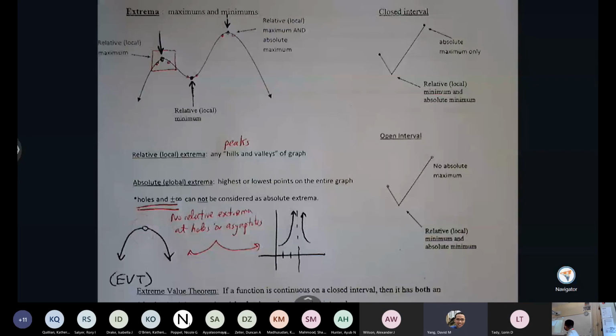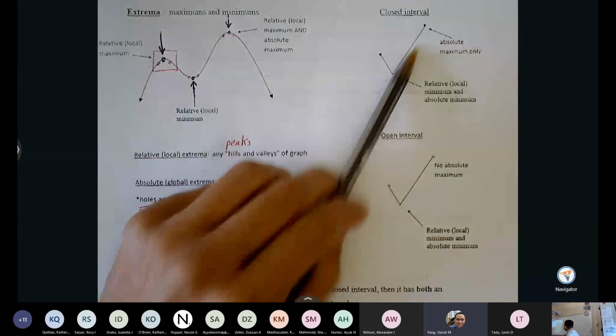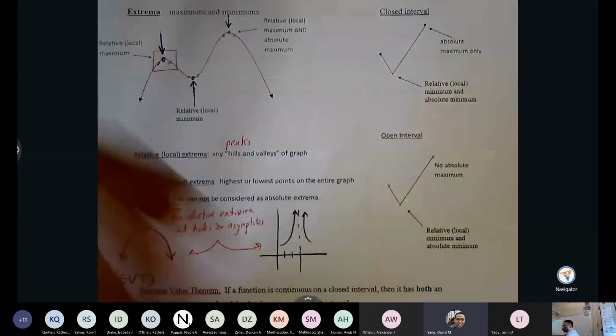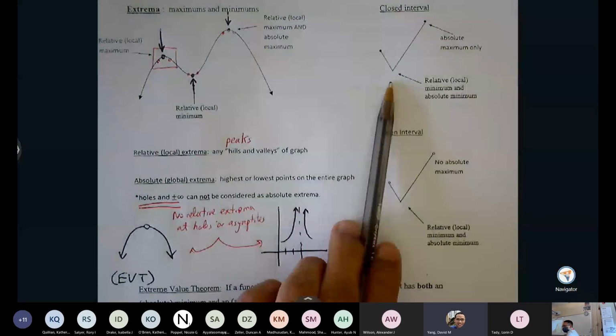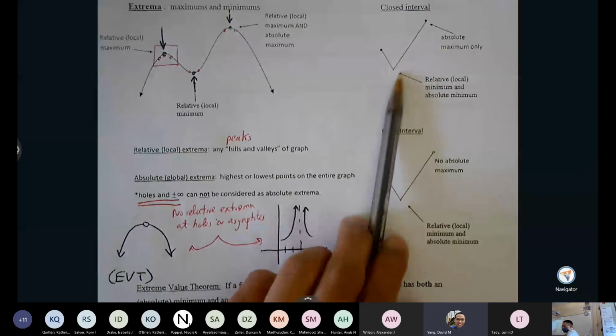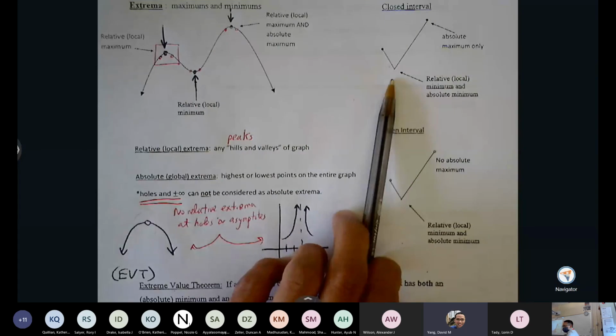Okay, let's look at closed intervals. Closed intervals is where we have endpoints defined, and everything is connected between those endpoints. So here, if we look at this point, we also consider this a relative minimum because within this region, it is the lowest point. And an absolute minimum because we don't have a point lower than that, right? So we call that absolute minimum.